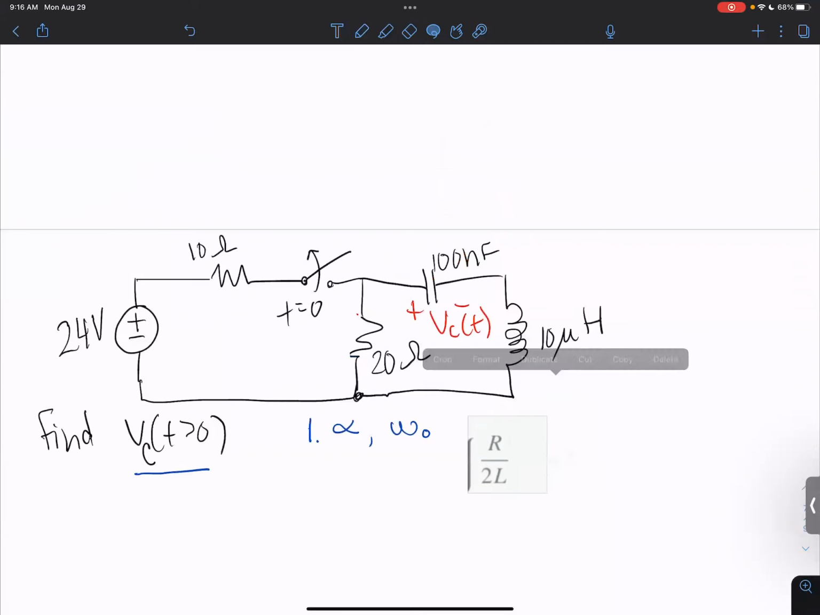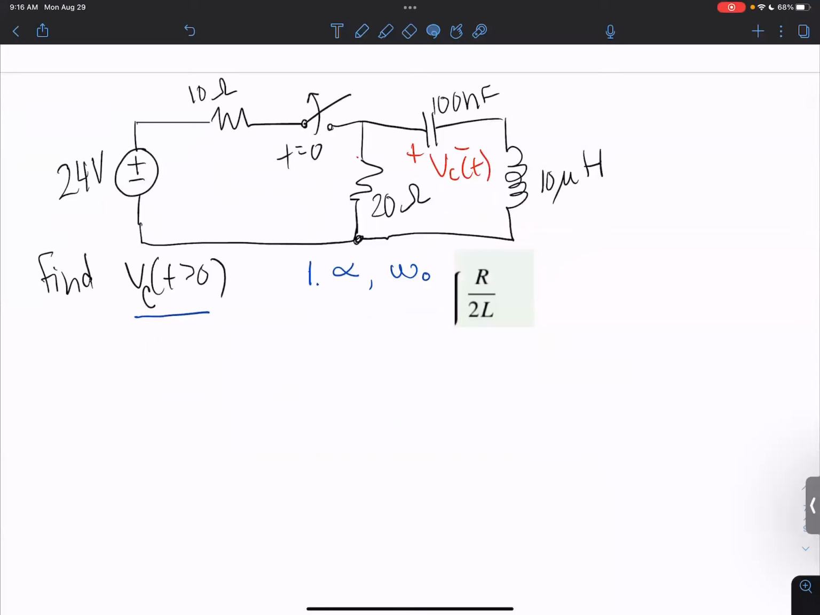So we have RTH over 2L, this is our alpha value. And omega naught is always 1 over the square root of LC, or you can do omega naught squared, either way. When you're just finding omega naught, it's easier to write 1 over the square root of LC. So we're going to find these. So alpha here, what's the R? It's just going to be 20. And that leaves a question: how do you know if the switch is closed or open when you're finding that? So you look at it at the final position, okay?